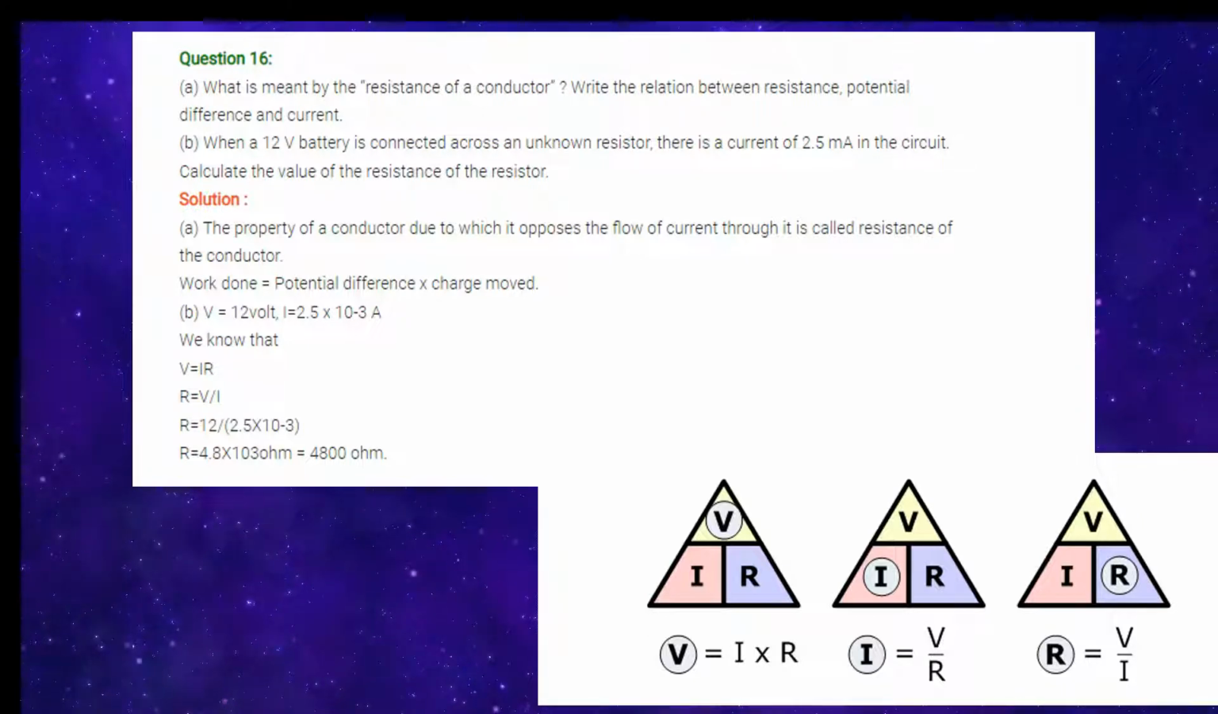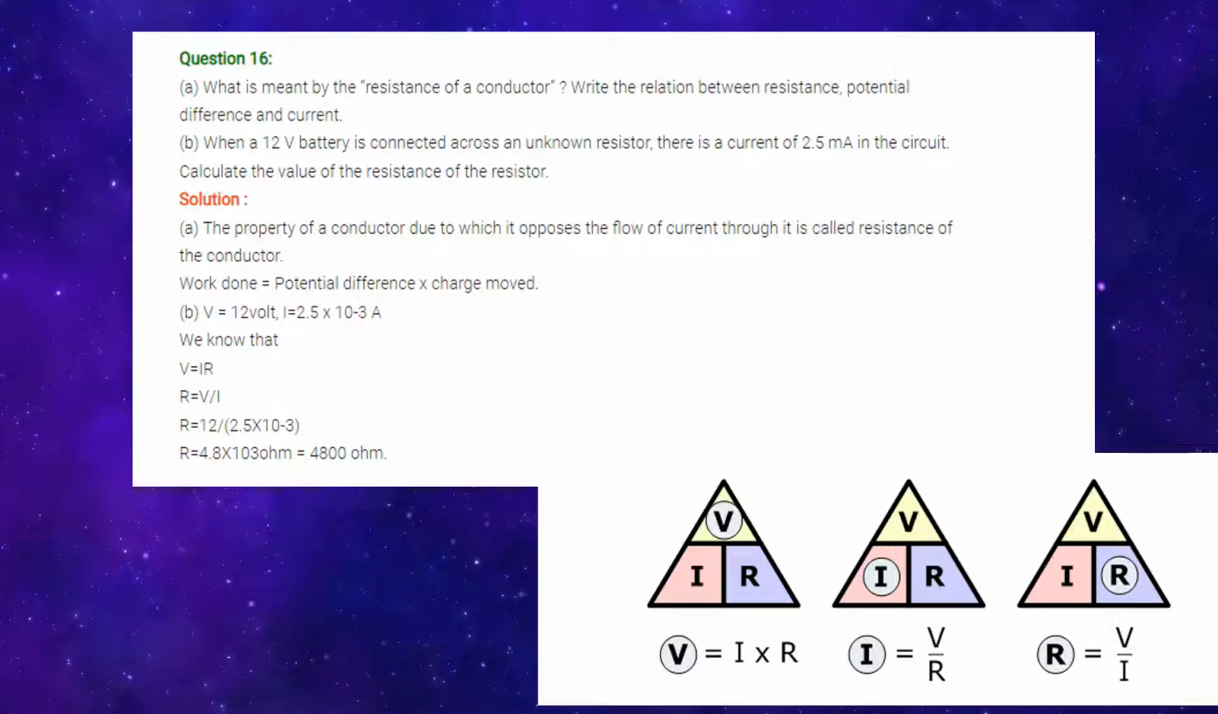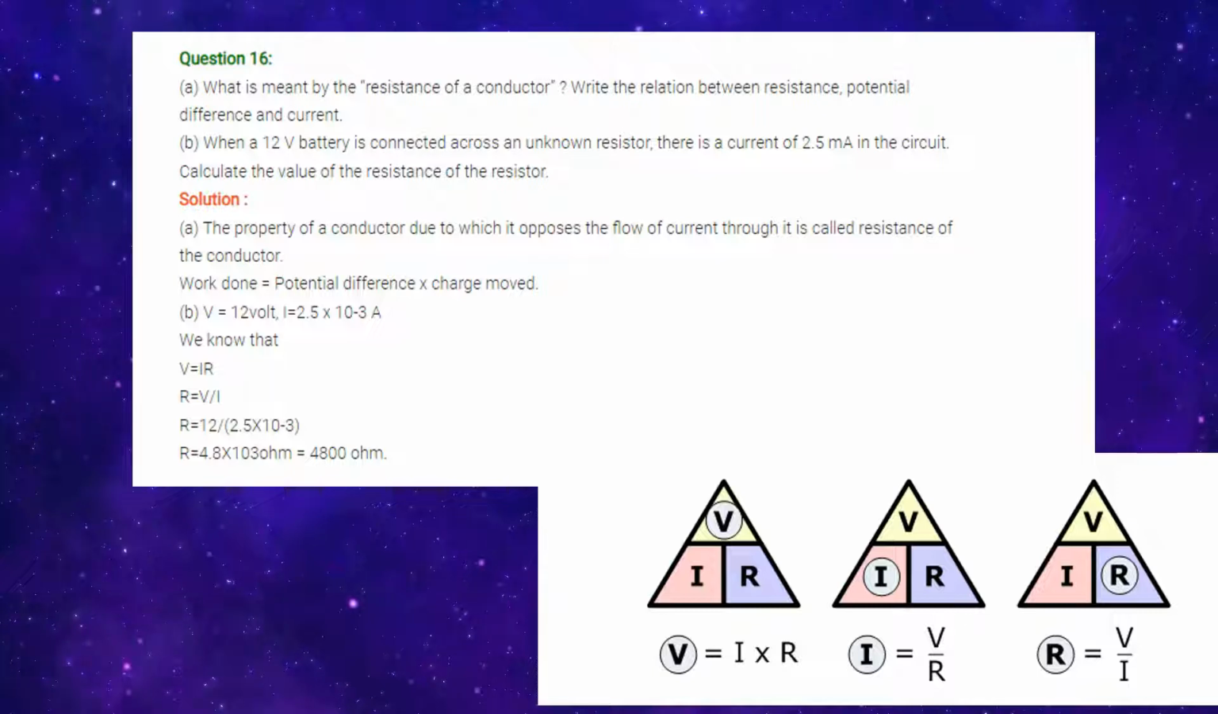When a 12 V battery is connected across an unknown resistor, there is a current of 2.5 mA in the circuit. Calculate the value of the resistance of the resistor. Solution: V equals 12 volt, I, current, equals 2.5 mA.